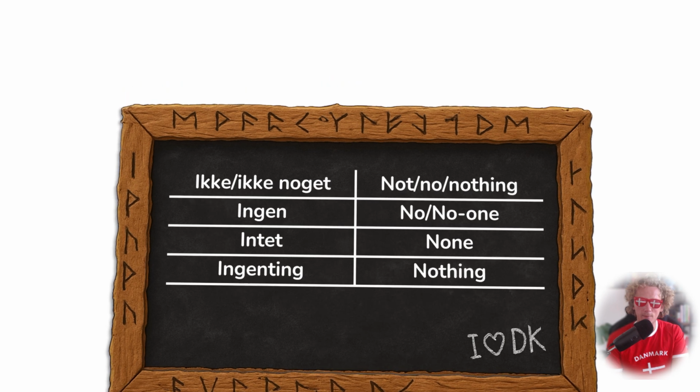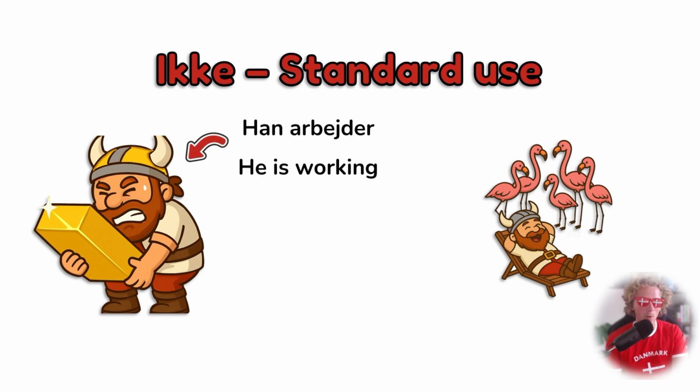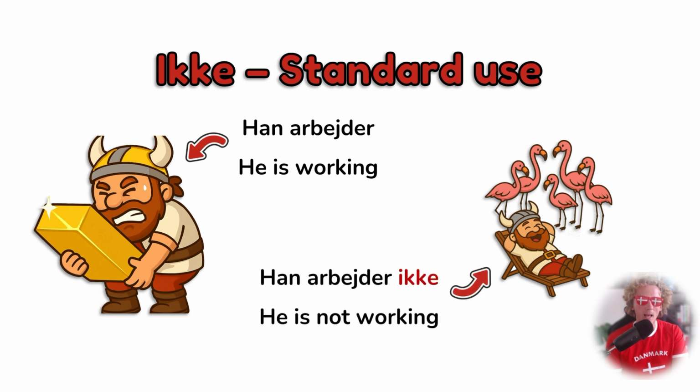So let's just take first a look here at some standard situations and how we construct the sentences if we want to negate. Here we have a guy, he's working. Han arbejder. He is working. This guy is not working. Han arbejder ikke. We add ikke after the verb in the sentence, in the standard use of ikke. And this is a little bit different in English, where we put the negation, the not, before the verb, working in this case. So, han arbejder ikke, he is not working. Han arbejder, he is working.